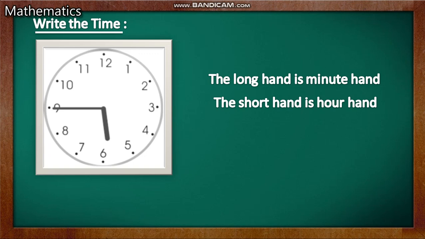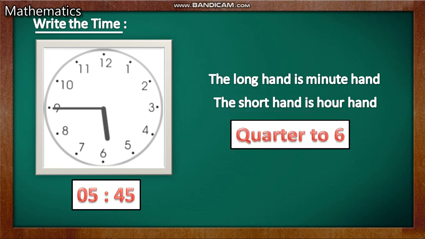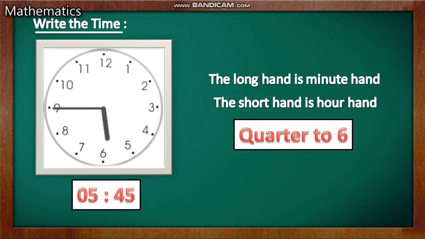Quarter to which number? That is, where is the short hand? We want to find that. That's between 5 and 6. That is going to 6. So it is quarter to 6. Or you may write 5:45. How do we get the 45? I will explain. 5:45 in words is quarter to 6. You have to take care of that 6. That's quarter to 6. I'm showing one more.